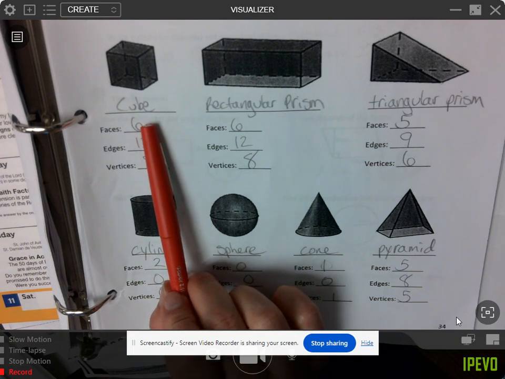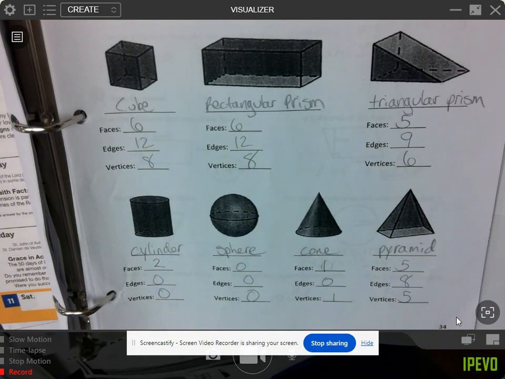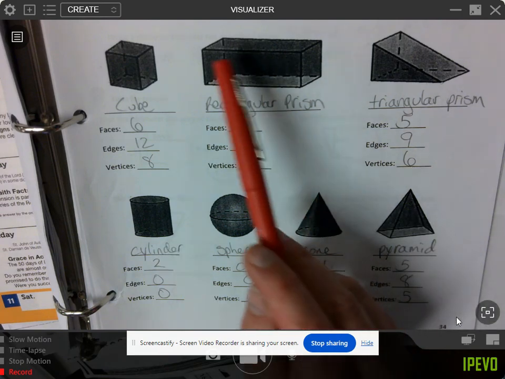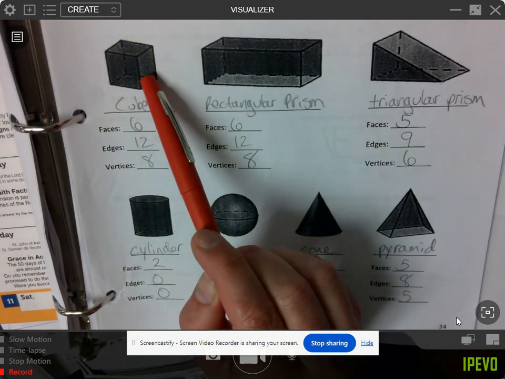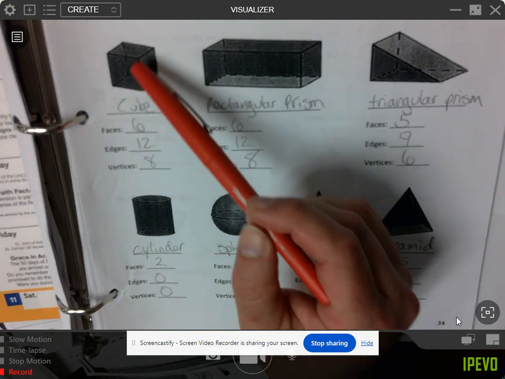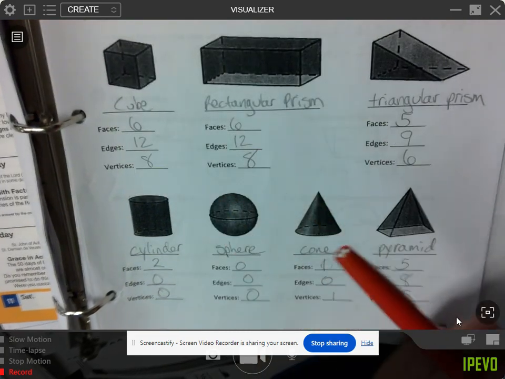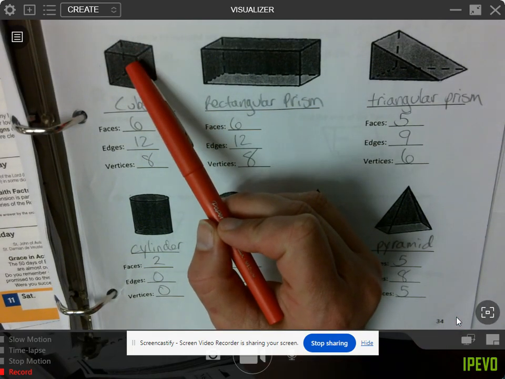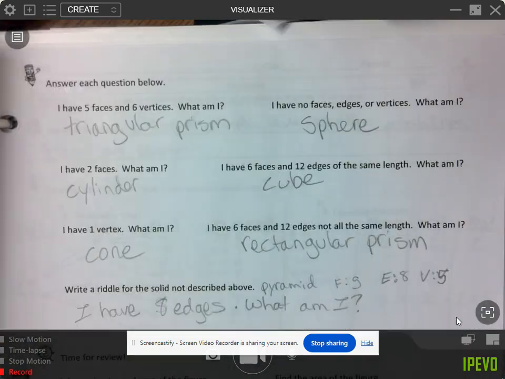A cube is not a square. Squares lay flat and are two-dimensional. The cube is like a dice. It's something that you can pick up, and it has the shapes on all sides. So we need to remember what the face is. The faces are the sides on our shape. The edges are the lines where the sides meet each other, so all of those straight lines. And the vertices are the corners. So vertices are corners. Let's look at our homework from last week.